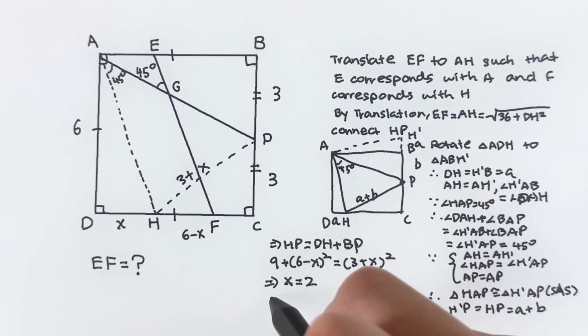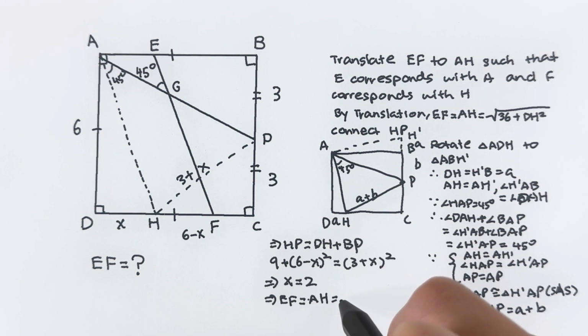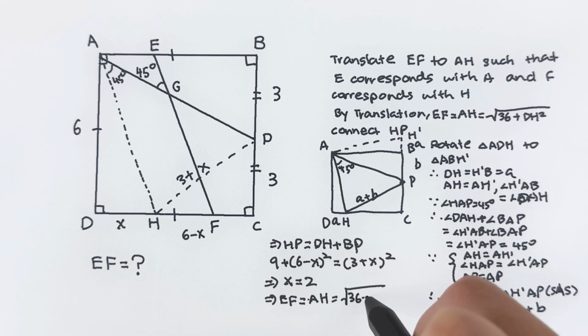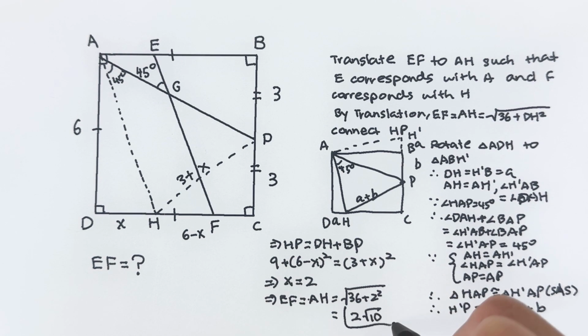So now that we know DH equals 2, we have EF equals AH, which equals the square root of 36 plus 2 squared, which is the square root of 40, which is 2 square root 10. And that is how you solve this problem.